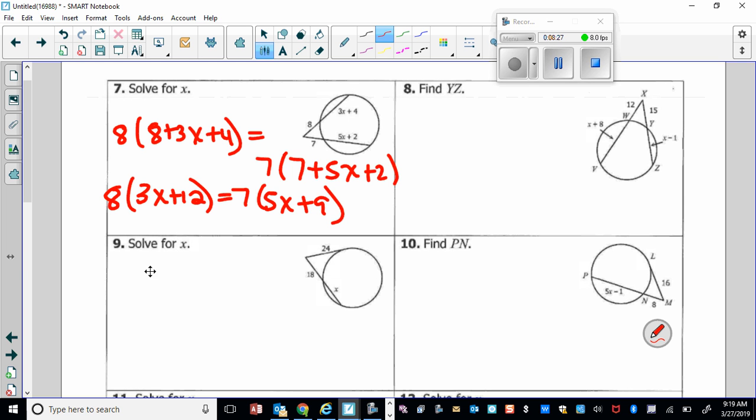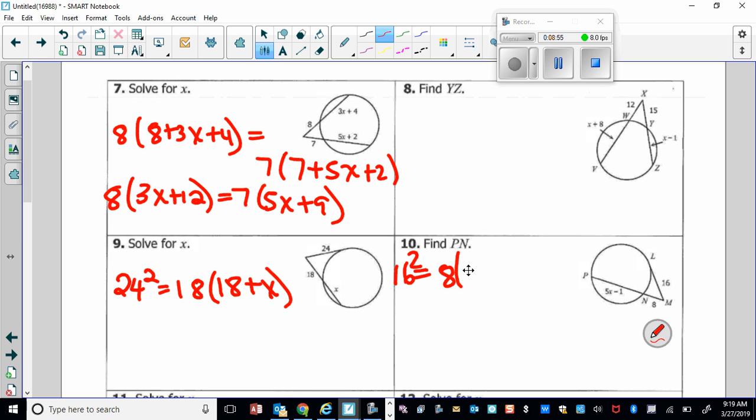Okay? All right, so number 9 is a tangent, right? Tangent squared. So 24 squared equals outside times the whole, 18 plus x, right? So this is it. Once you set it up this way, I think that's the big thing with this type of problem. Can you set it up is the problem. Once you set it up, it's your algebra skill.